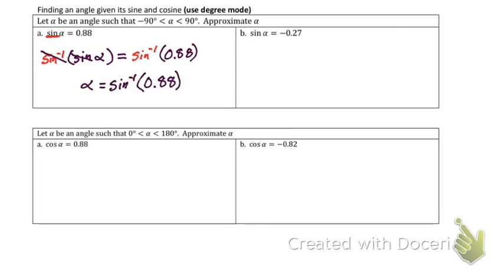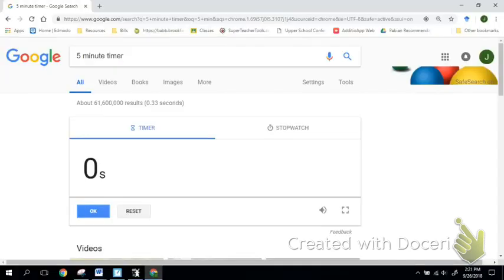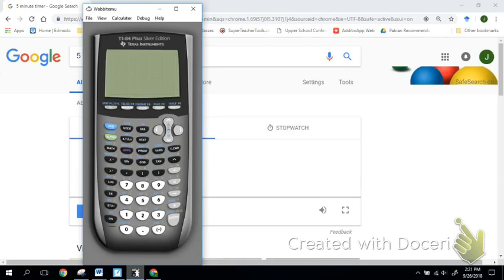Now we're going to plug this in our calculator, because obviously I'm not looking for an exact value, because 0.88 isn't on my unit circle. The first thing I'm going to do is look at the directions. The directions say it needs to be between negative 90 degrees and 90 degrees. So that means I need my calculator in degree mode. I'm going to go to my mode. I'll make sure it's in degrees. It is in degrees.